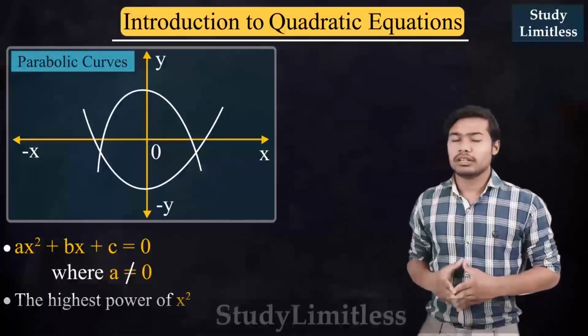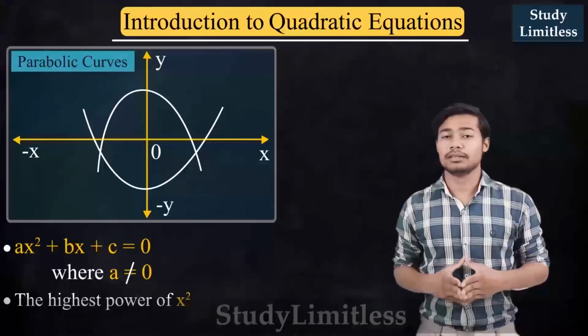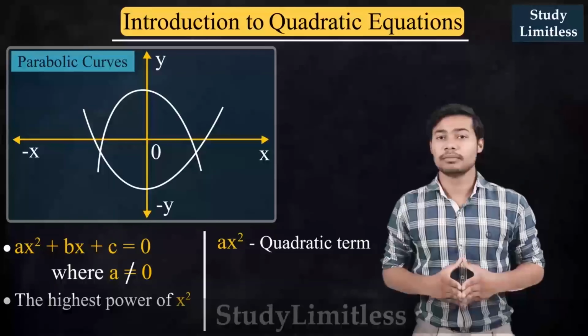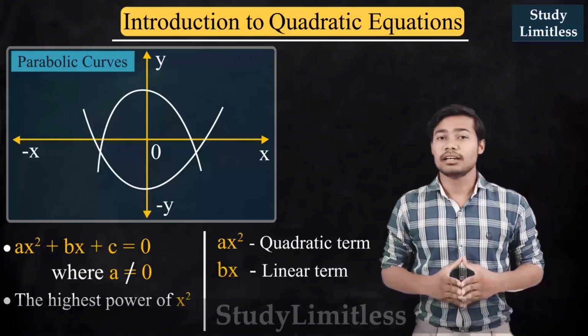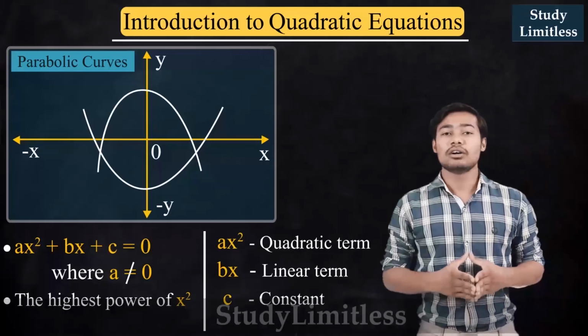When you see this equation, there are three terms: ax², bx and c. The first term, that is ax², is called the quadratic term. The second term, that is bx, is called the linear term. The third term, that is c, is the constant.